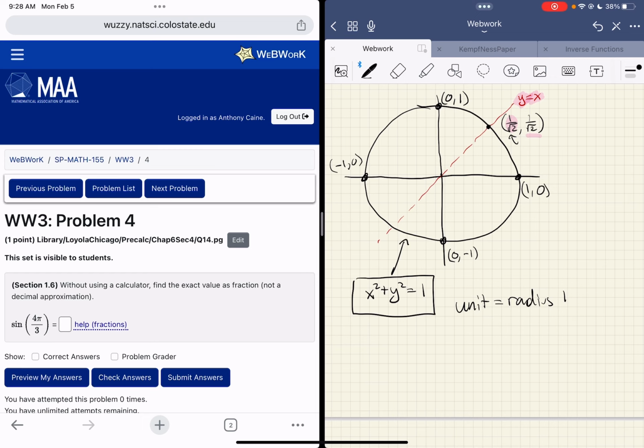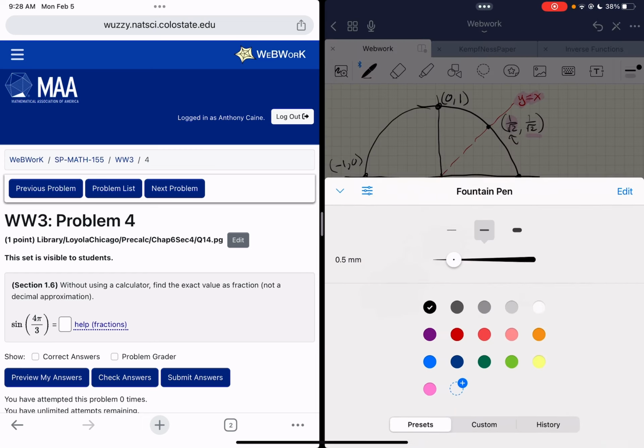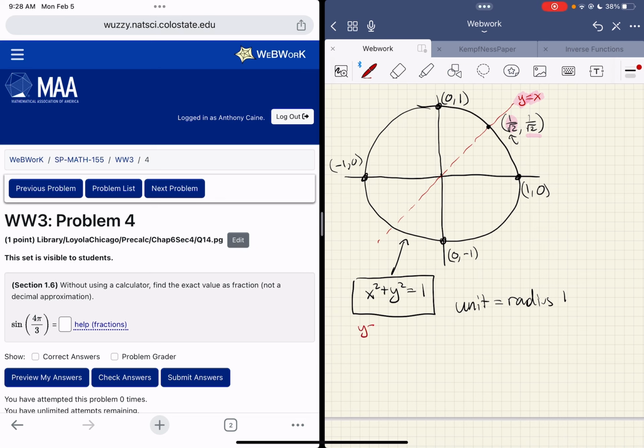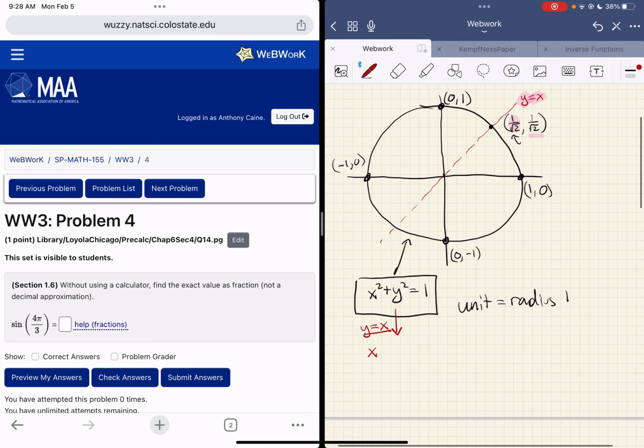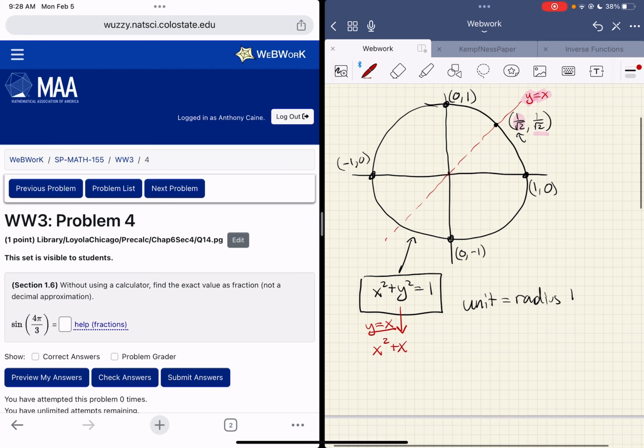And the whole idea is that on this red line, y is equal to x. So let's use this equation and let's substitute that in. Now it doesn't matter if you would like to substitute y for x or x for y. I'm going to substitute x for y. So in other words, the y squared is gone now. Now it's an x squared because x is equal to y. And this has to equal 1.